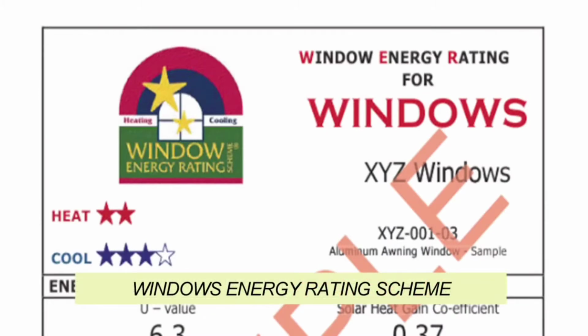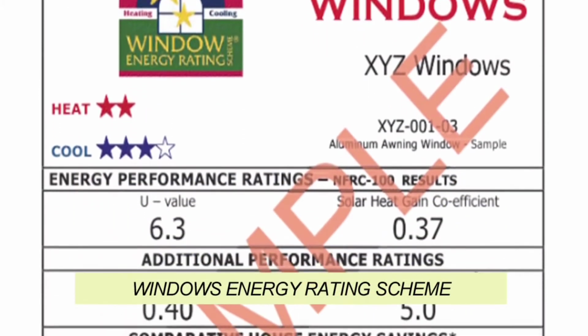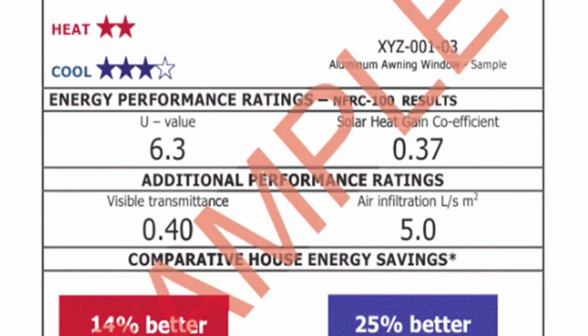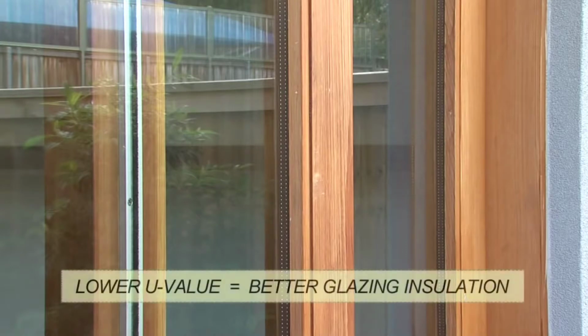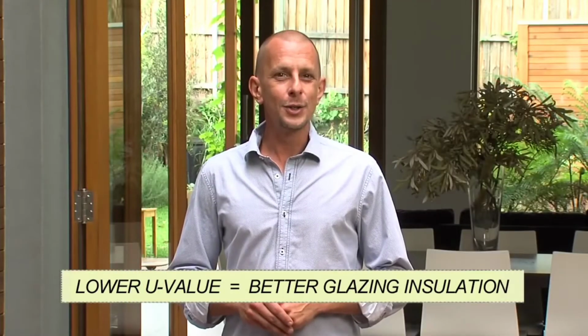Getting the glazing right is critical for ensuring indoor comfort. The WERS label contains all the information to make an informed choice. Look not only at the star ratings, but at the U value, which tells you the level of the insulation. The lower the U value, the better the insulation. This is the opposite way around to R value of insulation.